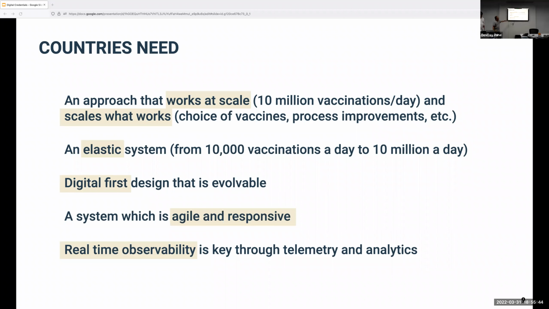And real-time observability is the key, because when you're dealing with a public system, transparency brings trust in the system. If you simply say these many are vaccinated and the numbers are not visible in a transparent way, you can't tell whether the certificate can be trusted, or whether it's really happening on the ground. So that will be in question.